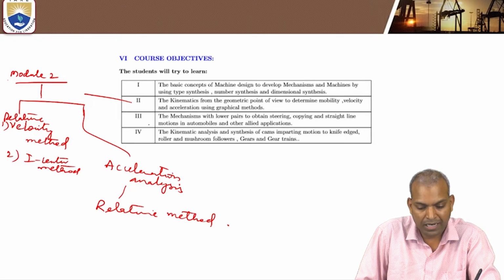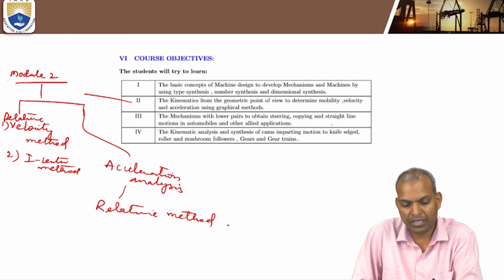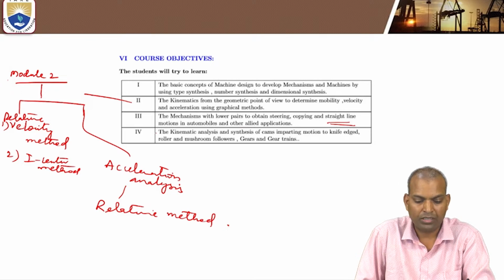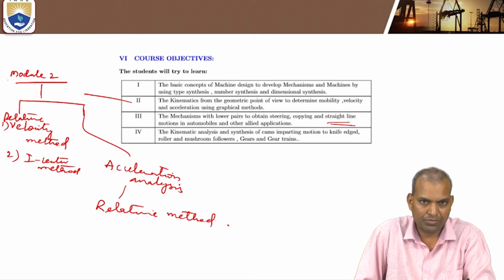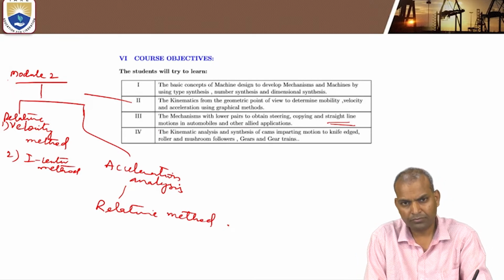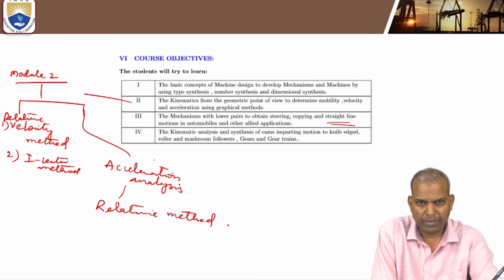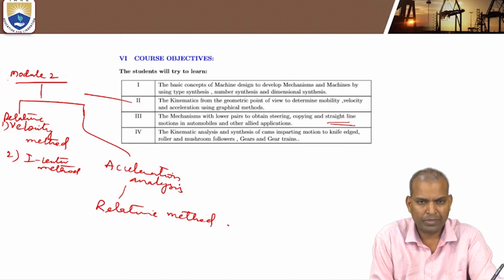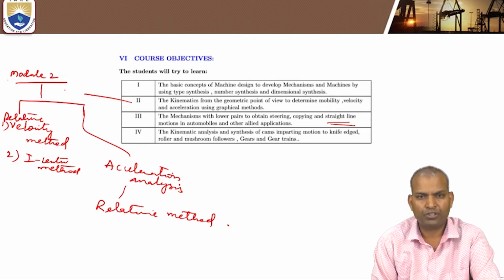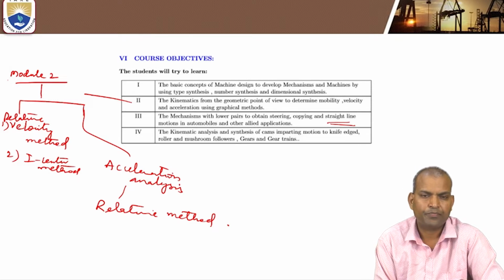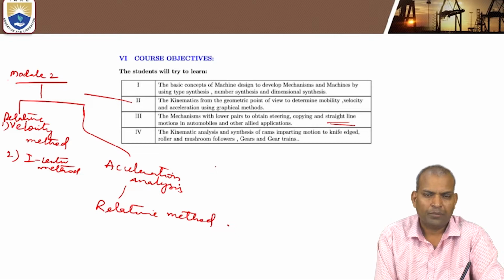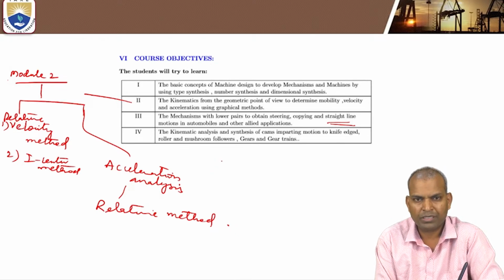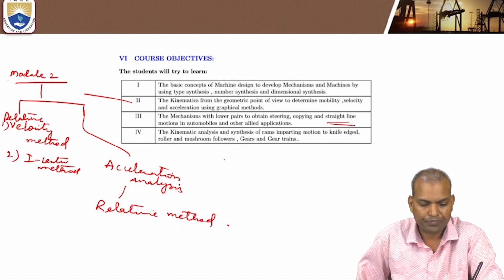Here, for copying and straight line motions, the straight line motion mechanisms are of various types. One is the exact straight line motion mechanism, another one is the approximate straight line motion mechanism. Peaucellier mechanism, Chebyshev's mechanism, Hart's mechanism, Robert's mechanism, all of these mechanisms come under straight line motion mechanisms.